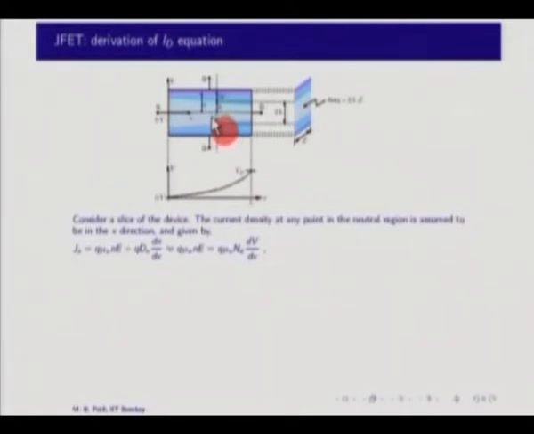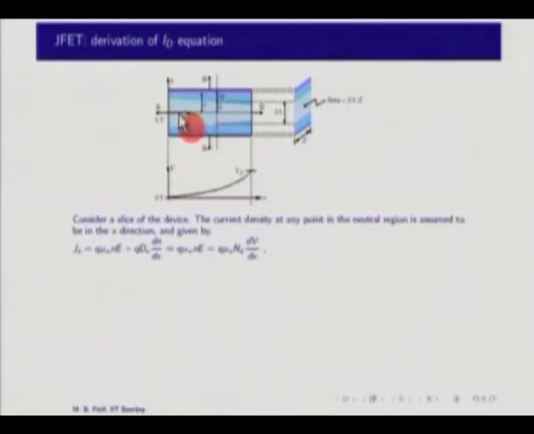And this is of course a very good assumption, and that's because normally this length is much larger than this A here, the channel thickness. And that's why this assumption is quite good. So what is the current given by? It is given by the usual drift term and the diffusion term.